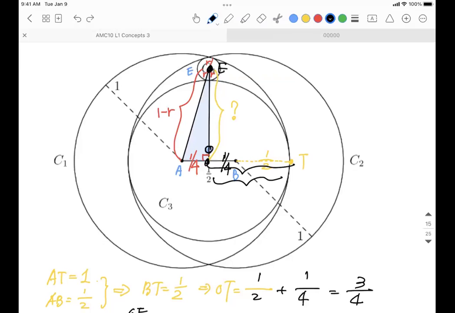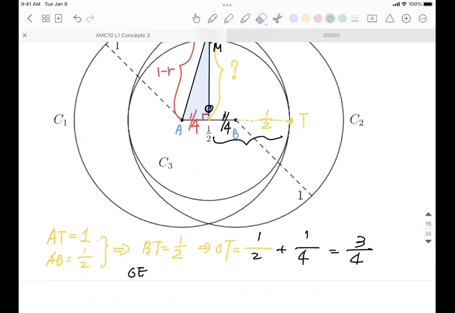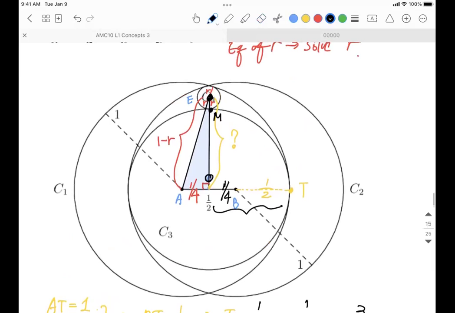Oh, sorry about that. This AM is here. OM, sorry. OM, yes. Like my note have a problem. OM is actually the same as OT, which equals 3 over 4. So this part is 3 over 4, right?